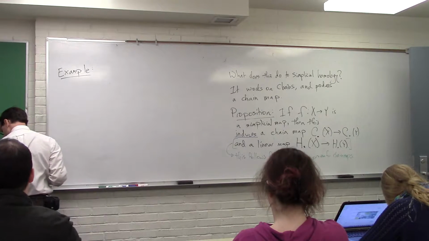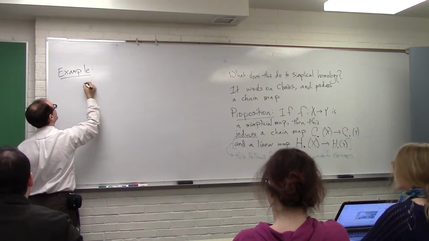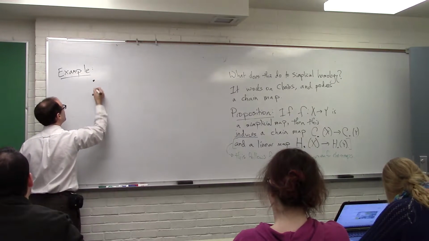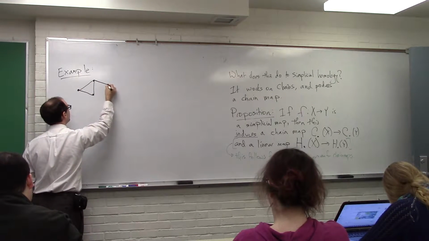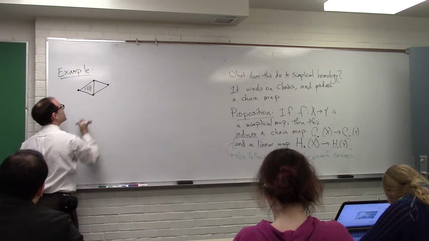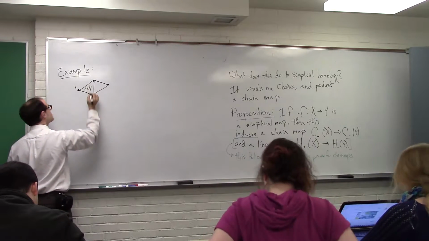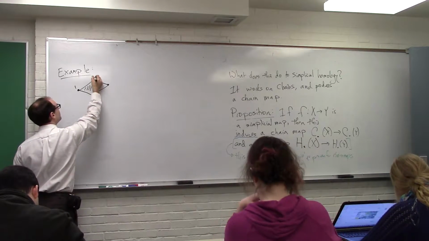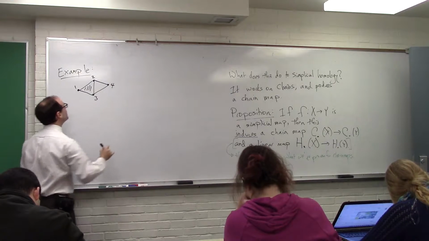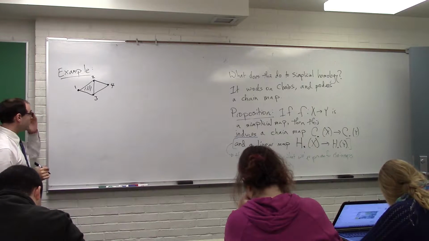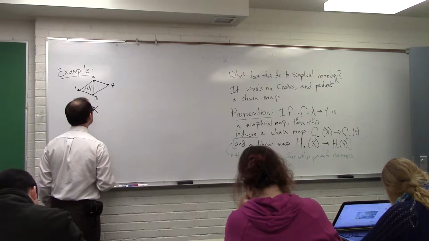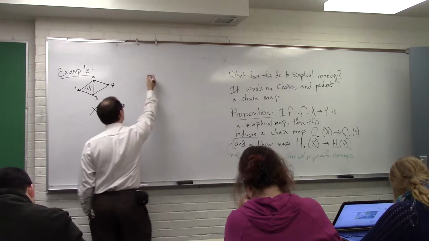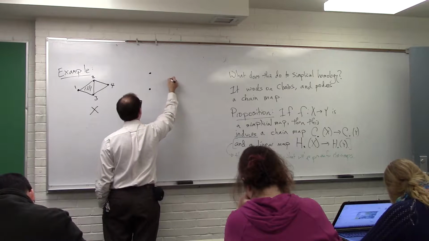Okay, so the first example is this kind of thing. So here's a simplicial complex. Let me label the vertices for you. There we go. I'm trying to maintain consistency with myself. So here's a simplicial complex X. I've got another simplicial complex Y.